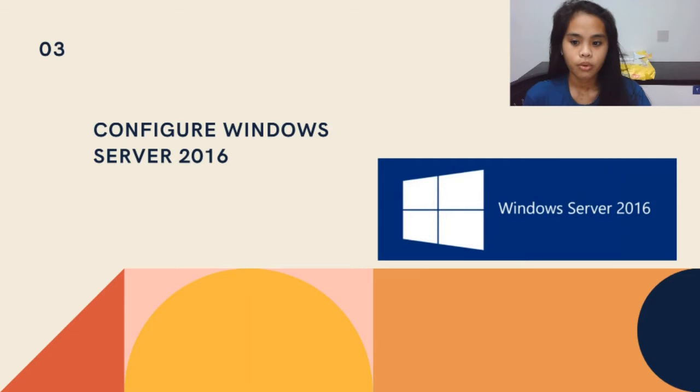Next, we configured Windows Server 2016. So after installing, we configured Windows Server 2016. We made additional settings: changing the server name, setting up the IP address, pinging, and adding the DHCP roles.